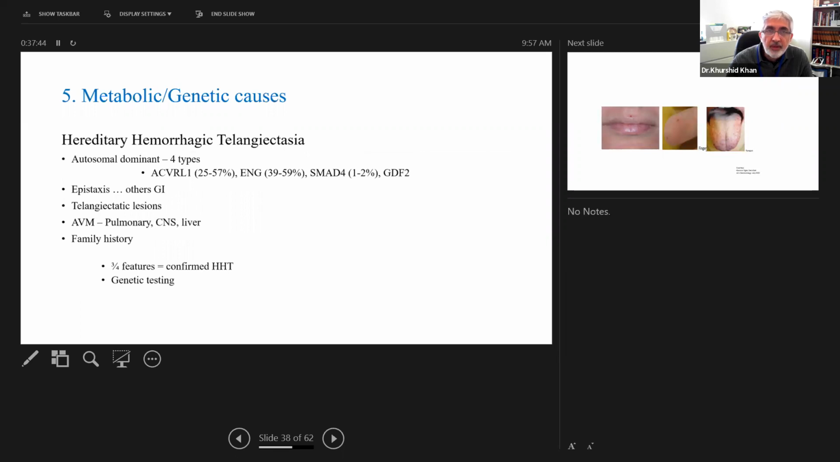Other conditions include HHT, hereditary hemorrhagic telangiectasia. There are multiple genes that are affected. They present with bleeding abnormalities. Epistaxis is the most common, followed by GI. They can cause multiple telangiectatic lesions in skin and mucosa, and may involve CNS, liver, and AV malformation in the lungs, which may provide a paradoxical embolization for infectious or otherwise thrombi causing a stroke.